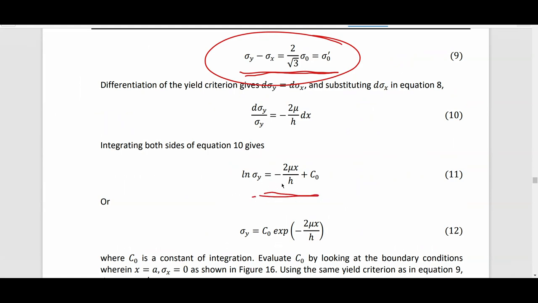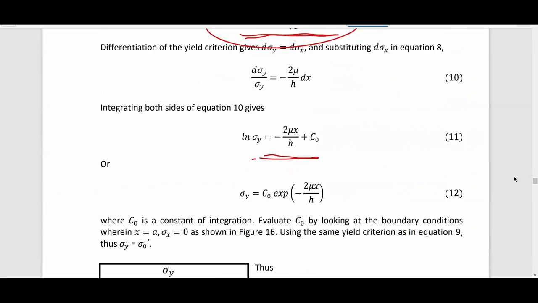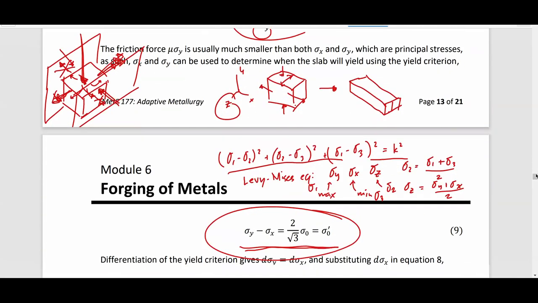From here, kasi naka ln form pa to, so we transform it into an exponential form. So we have sigma y is equal to c naught exp, or e raised to the power of negative 2 mu x over h. Okay? So where h here is a constant, no? Kasi constant naman yung height natin before the start of forging, that is, no? Constant naman siya.